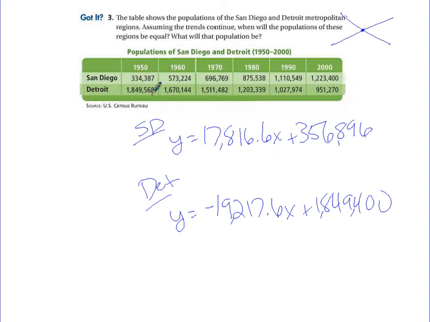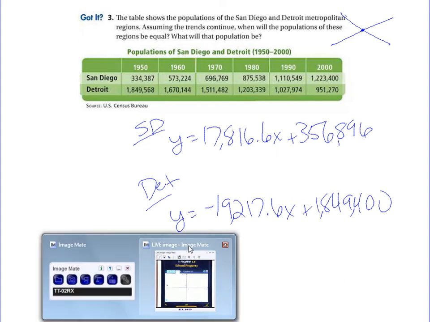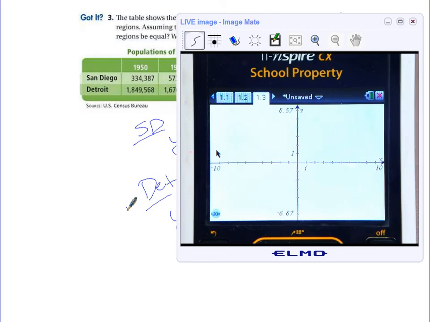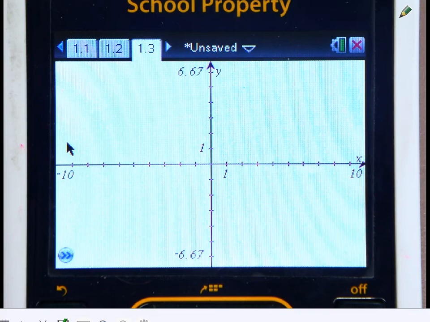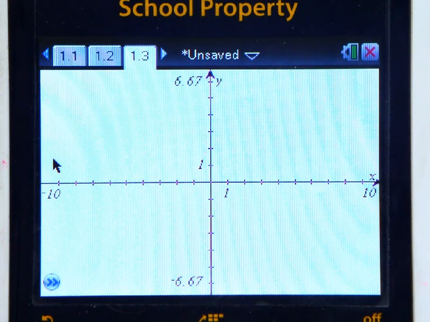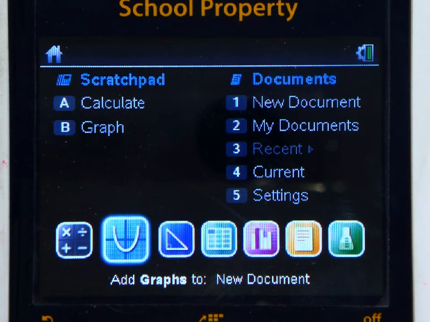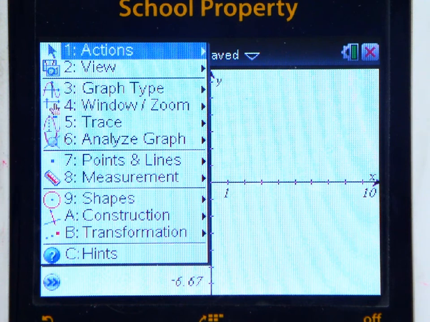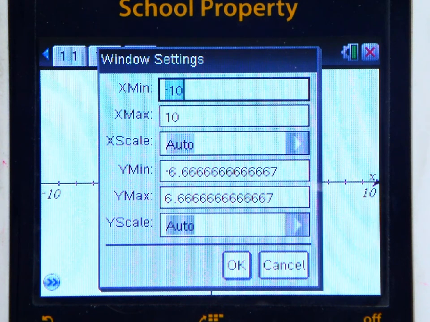All right, so we enter that stuff into our graphs, and let me go back to my calculator here. I have entered the lines in already. This got moved somehow, so let me move it back. There we go. And I'm just going to zoom out now. The graphs are entered. So I press menu. I don't press that button. Go back to my graph. So there we go. Unsaved document. There we go. Menu. And I want to change the window. Window settings.